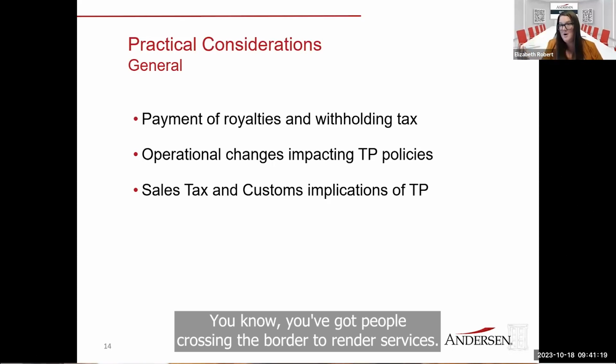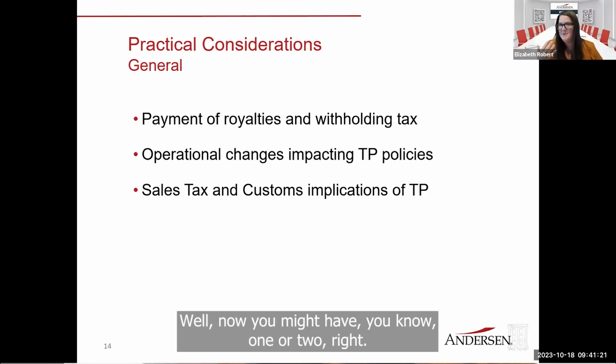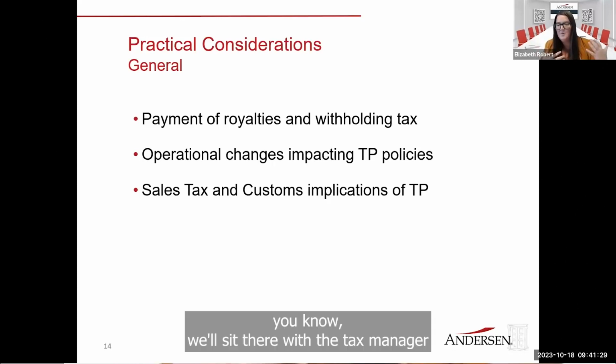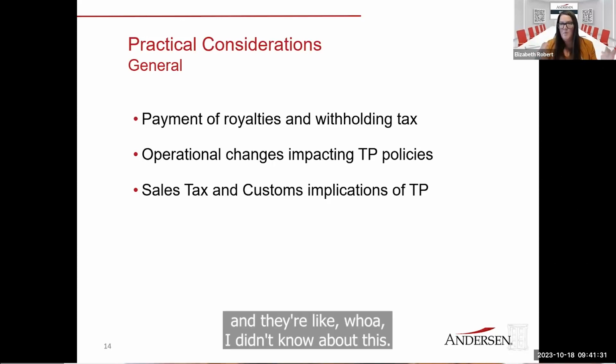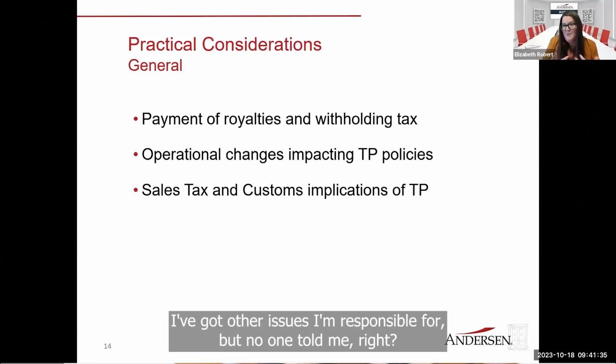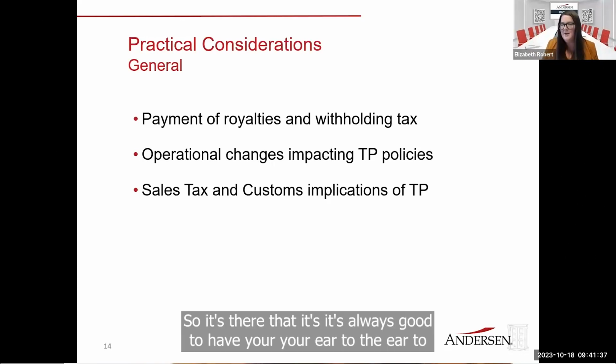And to that point, sometimes it does impact other tax things as well, right? You've got people crossing the border to render services. Well, now you might have Reg 102, Reg 105 issues. And so it's often in transfer pricing discussions that we'll sit there with the tax manager and they're like, whoa, I didn't know about this. No one told me about this. I've got other issues I'm responsible for, but no one told me, right? So it's always good to have your ear to the ground.